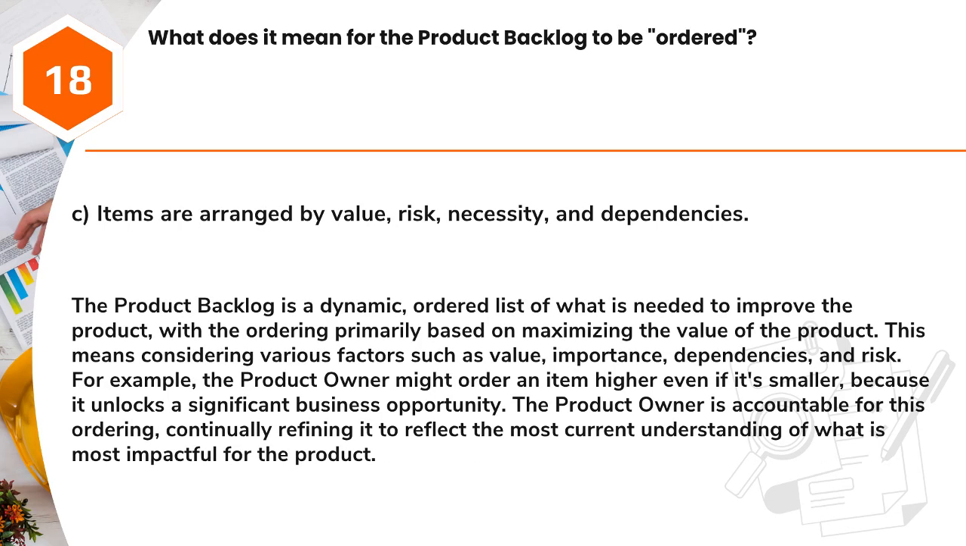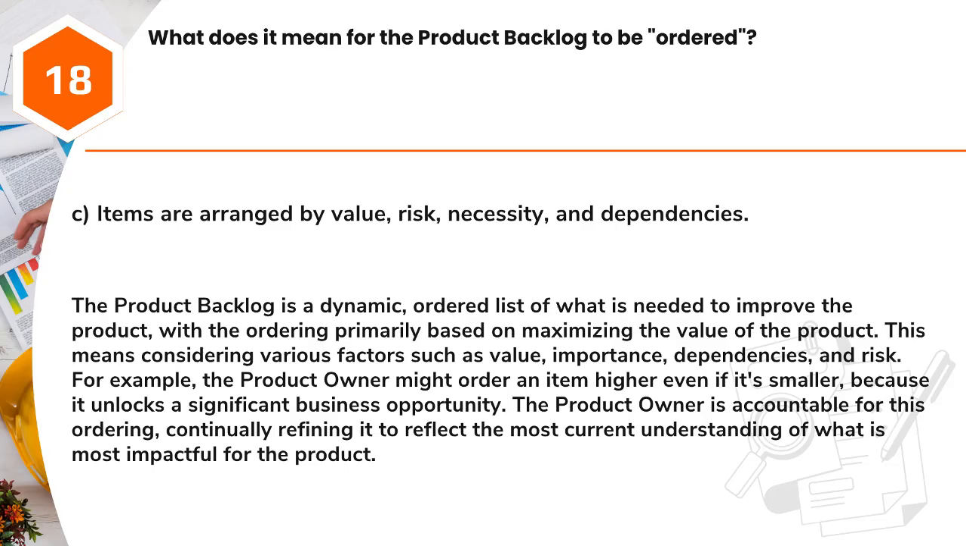Answer: C. Items are arranged by value, risk, necessity, and dependencies. The product backlog is a dynamic, ordered list of what is needed to improve the product, with the ordering primarily based on maximizing the value of the product. This means considering various factors such as value, importance, dependencies, and risk.